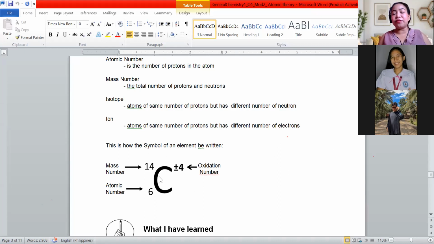So they use C14 in carbon dating, where the carbon has 6 protons and 8 neutrons. An ion, on the other hand, is an atom which has the same number of protons but a different number of electrons.